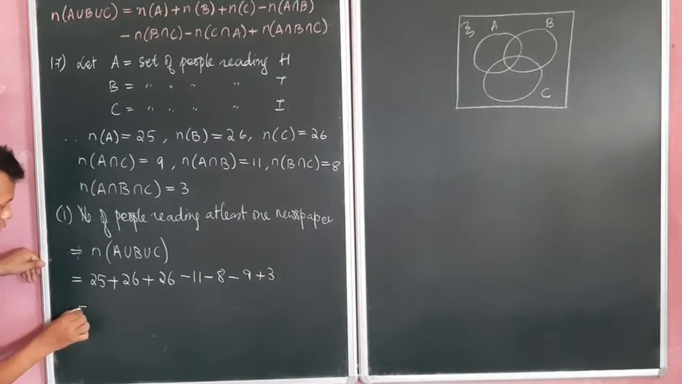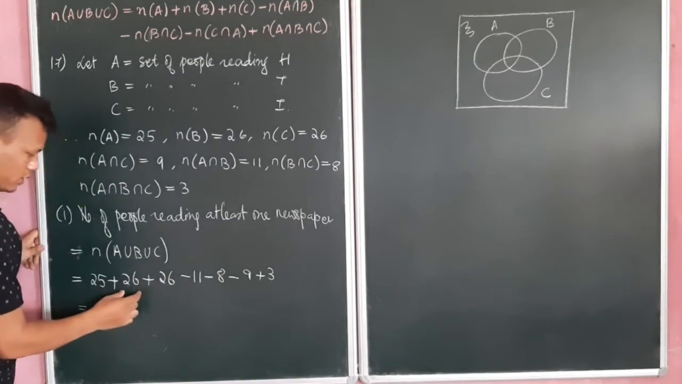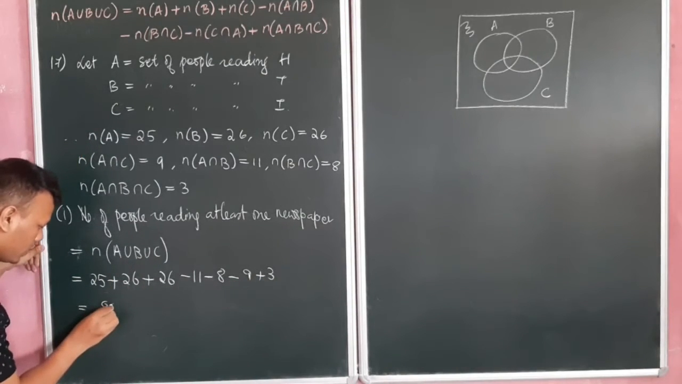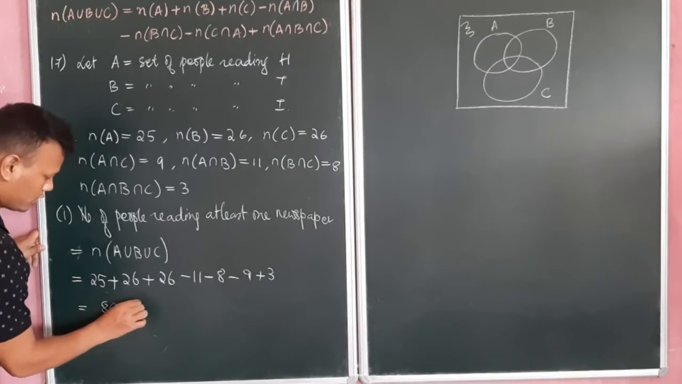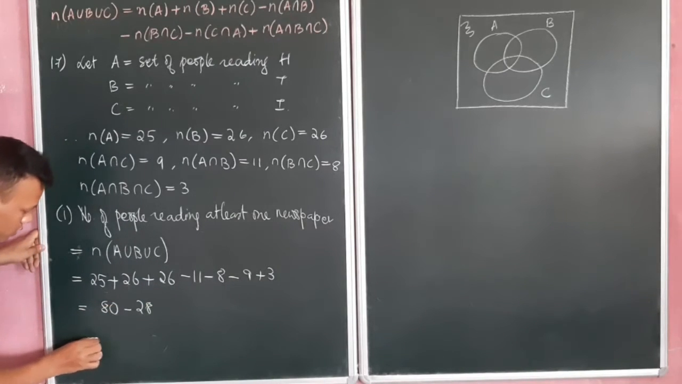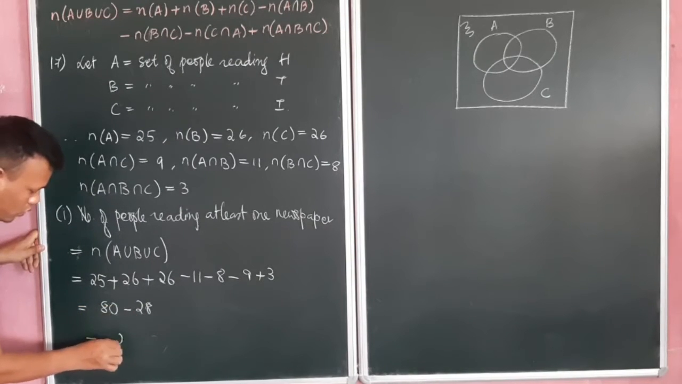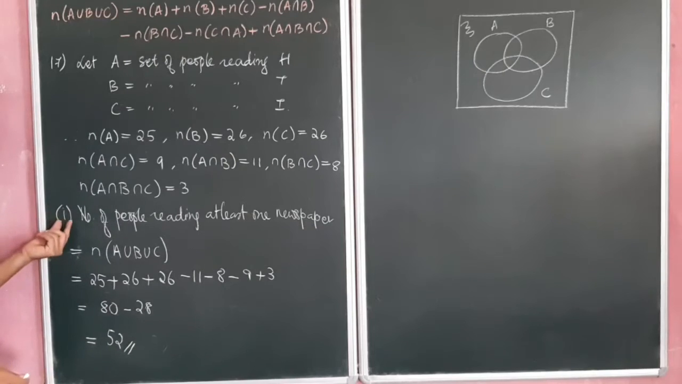Alright, so let's calculate how much this is. Let's add all the plus terms together. So this is 77, 80, right? So 80 minus, so this becomes 28. So this is equal to how much? If you find the difference, we get 52. So our answer for the first one is 52.